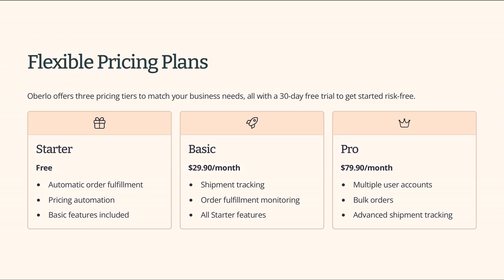Oberlo offers 3 pricing plans. The starter plan is free and includes basic features such as automatic order fulfillment and pricing automation. The basic plan is $29.90 per month and includes shipment tracking and order fulfillment monitoring. The Pro plan is $79.90 per month and includes multiple user accounts, bulk orders, and advanced shipment tracking. All plans come with a 30-day free trial.